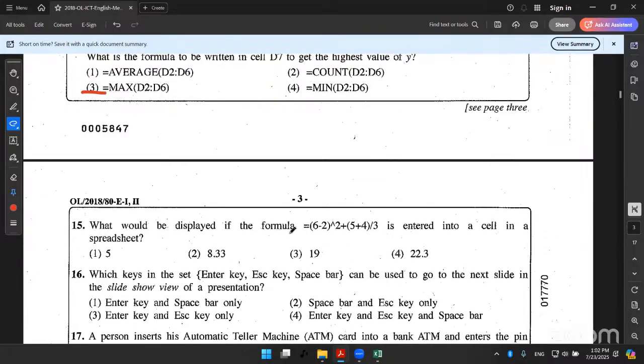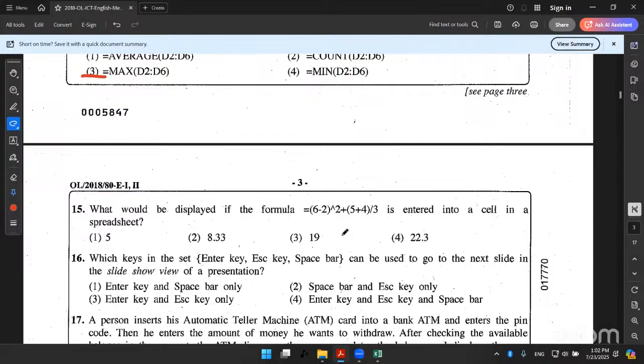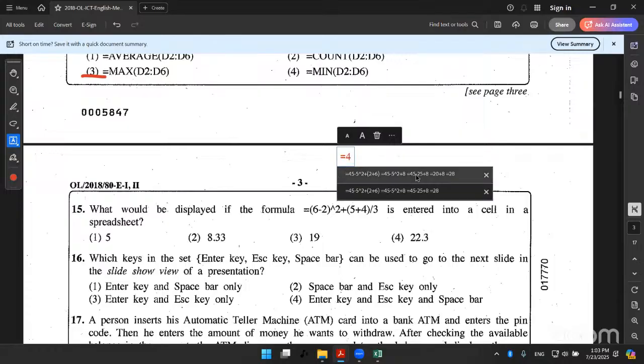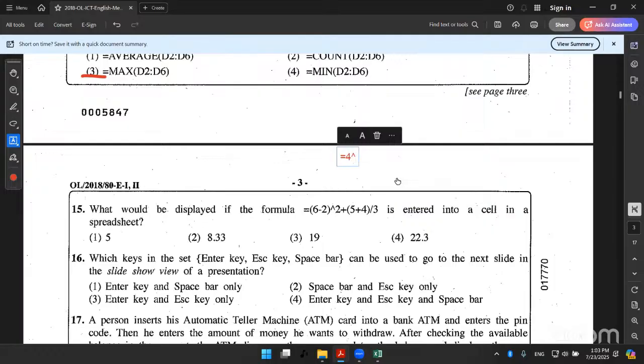What will be the displayed formula if you enter it in the spreadsheet cell? You can see. What is the first order? Brackets. The first order is brackets. So here we can just remove brackets. So equals 6 minus 2 is 4 to the power 2 plus, I'm going to remove the second bracket also. 5 plus 2 is 7, divided by 3. I just removed both brackets.